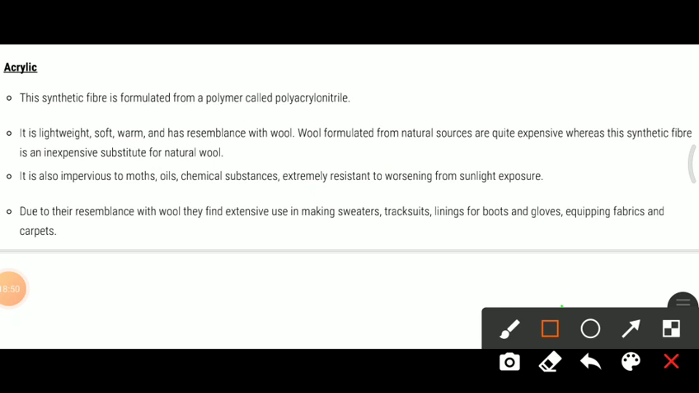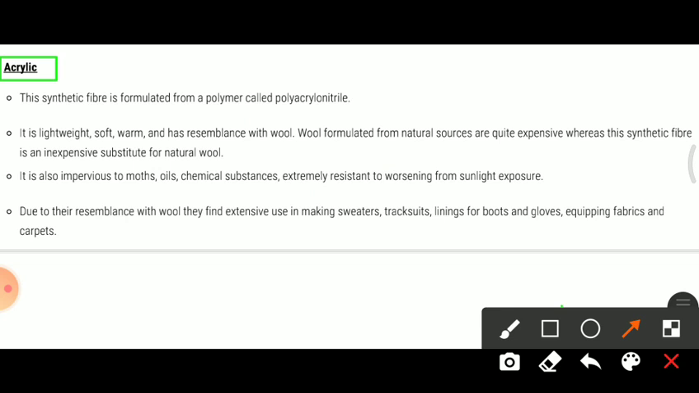Next important synthetic fiber is acrylic. We wear sweaters and use shawls or blankets in the winter. Many of these are actually not made from natural wool, though they appear to resemble wool. These are prepared from another type of synthetic fiber called acrylic. The wool obtained from natural sources is quite expensive, whereas cloths made from acrylic are relatively cheap. They are available in a variety of colors.